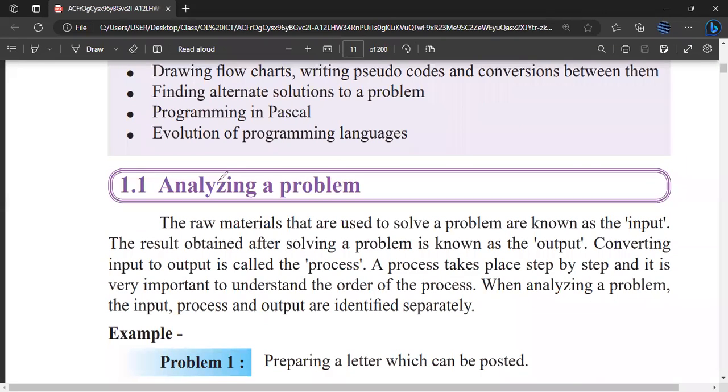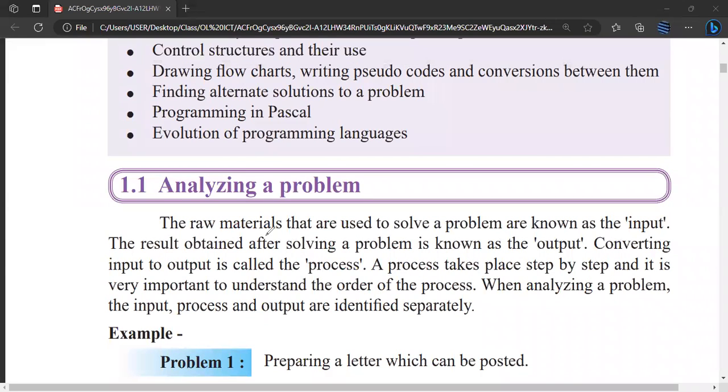So the raw materials that are used to solve a problem are known as the input. The results obtained after solving a problem are known as the output. Any result you obtain after solving a problem, we call that output. And converting input to output is called the process.